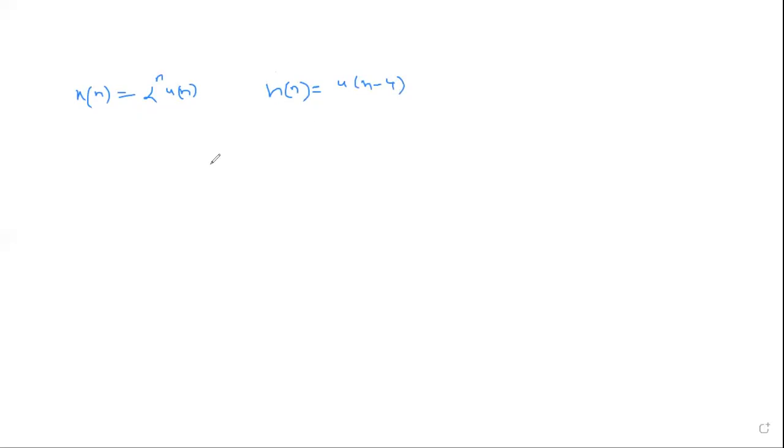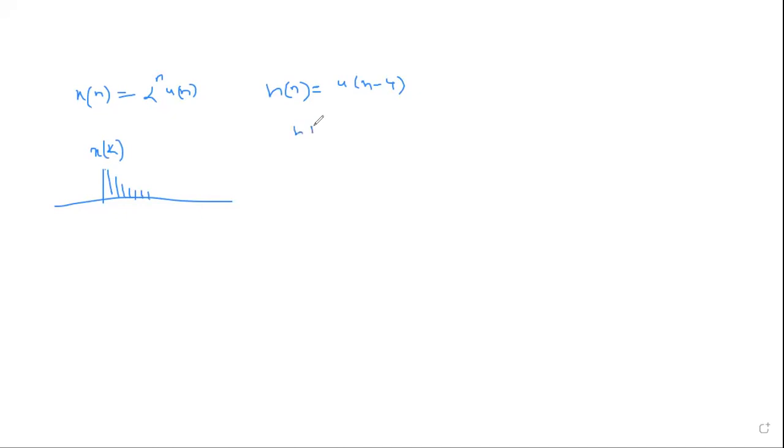So shall we start? What is the first step? Simply write x of n as x of k. Let me do that here. This is a decaying exponential, something like this. Second thing is write h of n as h of k.